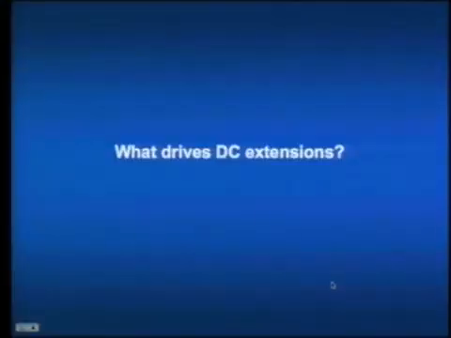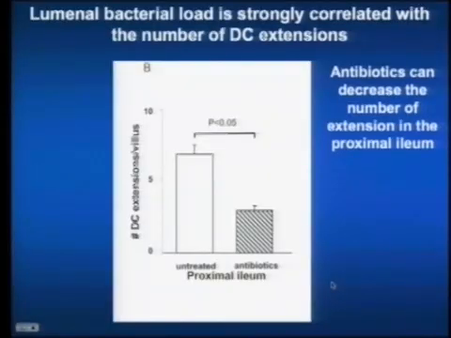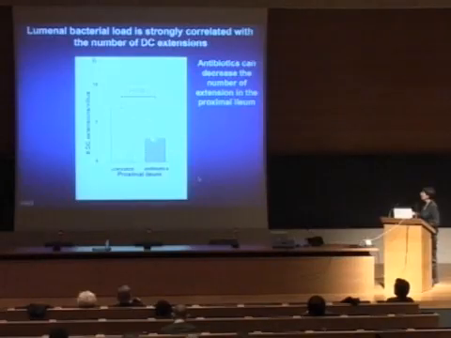So what drives the extension of the dendrites? Because I told you that they are present primarily at the tip of the villi, it's where they can interact with bacteria. So what we did was we treated the animals with antibiotics, and we looked at whether the number of the extensions was decreased, because if it is driven by the presence of the bacteria in the lumen, you would expect to see a decrease.